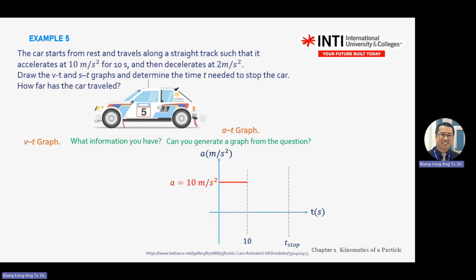Then after 10 seconds, decelerate 2 meters per second squared. You don't know the time. The question doesn't mention time. So what do you do? Things that you don't know, you put as a letter. In this case, I put T-stop. Decelerate means you press the brake pedal already. It will stop at a certain time. Now the question asks you, time needed to stop the car. So there will be a time you need to calculate to stop the car. So you need to draw this line and then put something you don't know, write as T-stop or T something. Okay.